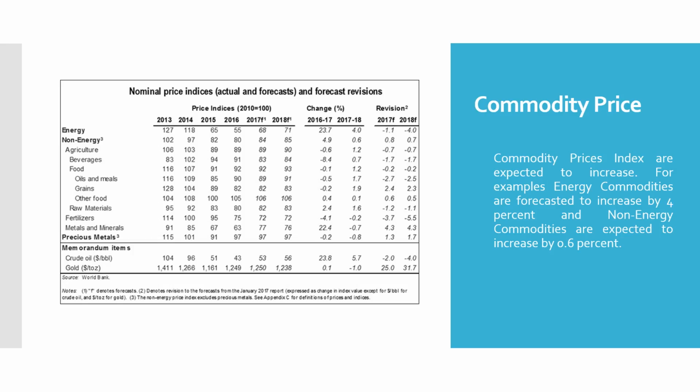So in relation to commodity prices, the World Bank expects prices to rise. For example, energy commodities such as crude oil and natural gas are forecast to rise by 4%, and non-energy commodities such as agriculture, metals and minerals are expected to rise by 0.6%. By looking at the changes in commodity pricing, we can make a conclusion in predicting the exchange rate.